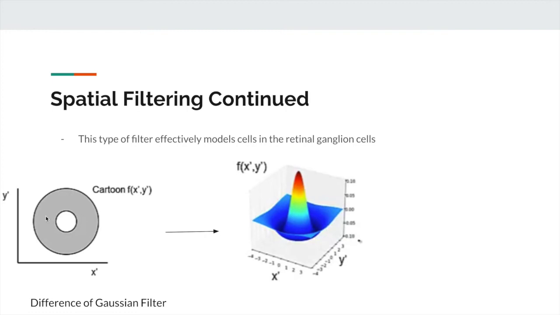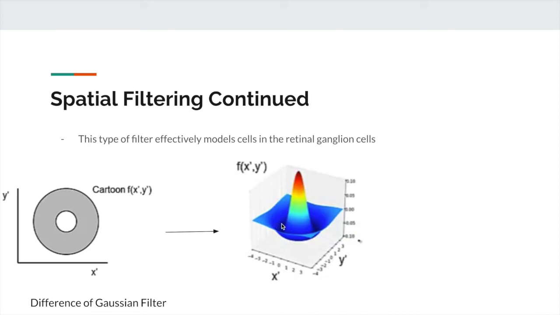That's what is called a center on, surround off cell. And so we can model this cell using this specific type of filter called the difference of Gaussian filter, right? So, these red values here represent high values for the filter, and then around it you have very low values. These are negative values.